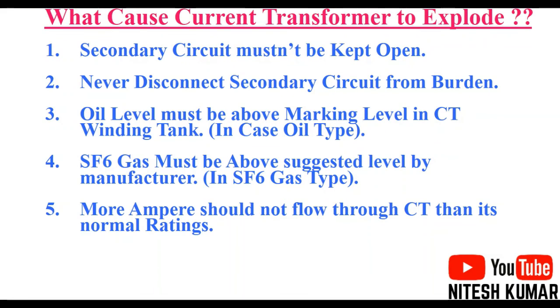So when we summarize, there are 5 points that we discussed. Secondary circuit must not be kept open. Second, never disconnect the secondary circuit from the burden. Third, the oil level must be above the marking level in the CT winding tank in case of oil type, and in case of SF6 gas type, the SF6 gas must be above the suggested level. And fifth, more ampere should not flow through the CT than its normal rating. So all these things are points for your experience also, and you must know them as knowledge, because if you go to an interview, all these things will be asked of you as an experienced person.